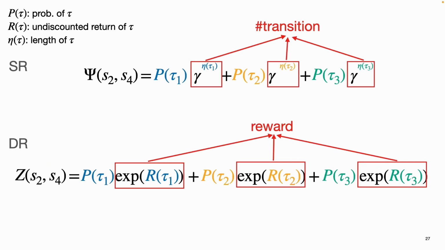The question is to explain more about P of tau. Imagine you have a trajectory: state, action, next state, all the way to a final state. P of tau here is going to be the probability of taking the first action, times the probability of transitioning from the state-action pair to the next state, and just the multiplication of all these terms.